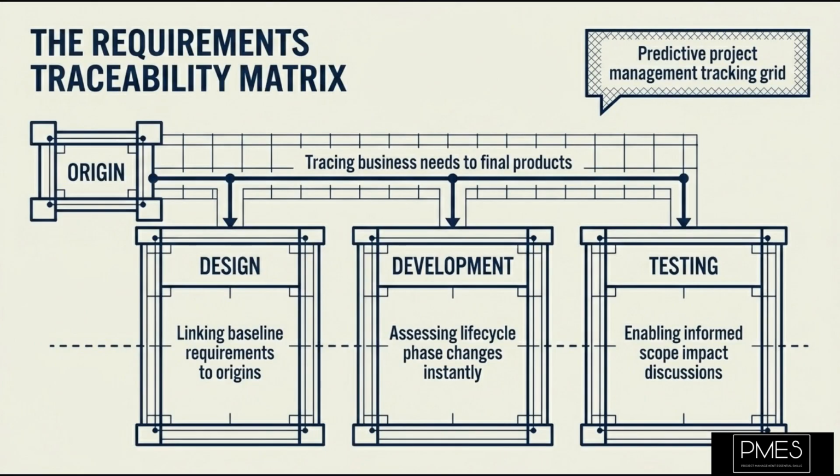A crucial tool in predictive project management for managing these requirements is the requirements traceability matrix. This is a grid that links requirements to their origin, along with their design, development, and testing artifacts. It provides a clear pathway from a business need all the way through to the final product. For Sarah, an effective requirements traceability matrix would allow her to immediately see the impact of any client change on the design, development, and testing phases. This clarity empowers her to have informed conversations with the client about the implications of their requests.